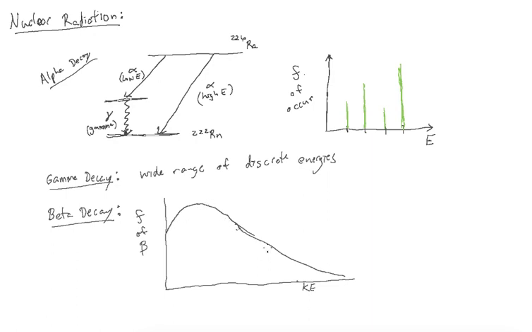So it gives you this continuous looking curve because the energy is split kind of randomly between the neutrino and the electron that is produced. All right? So it looks continuous, even though if you looked at the total, it wouldn't be. Okay? So those are our three types of radioactive decay coming from the nucleus.